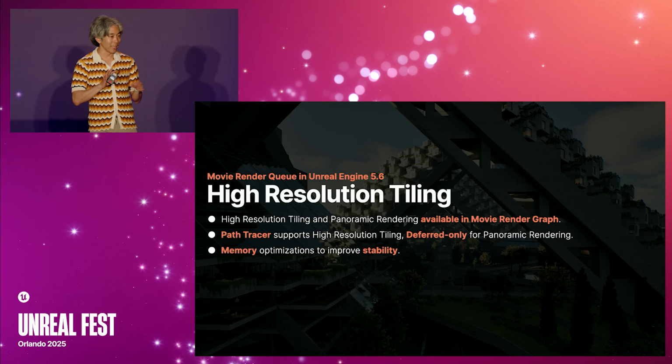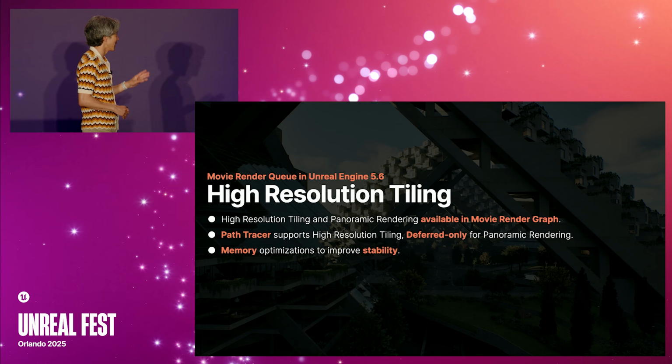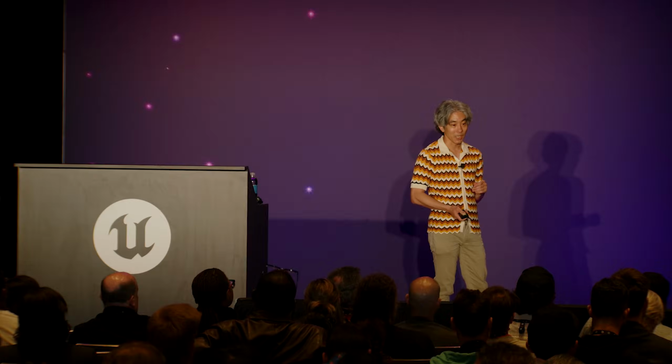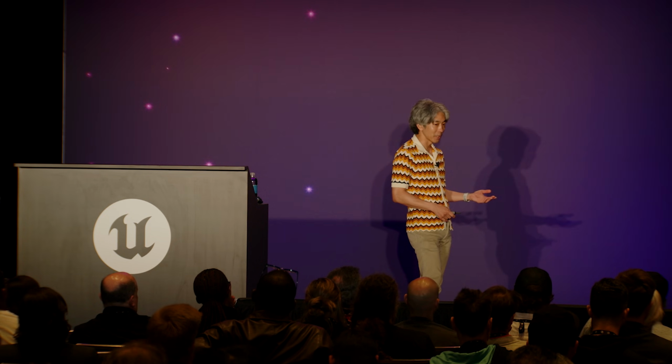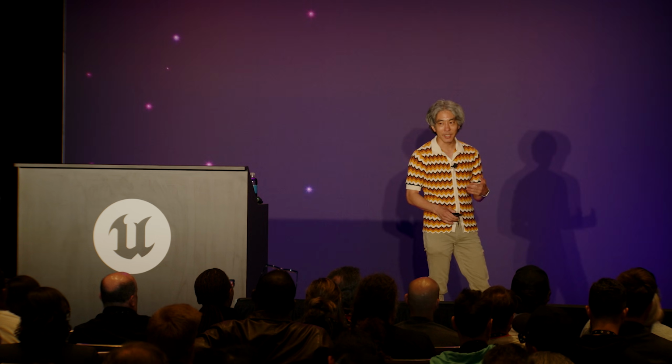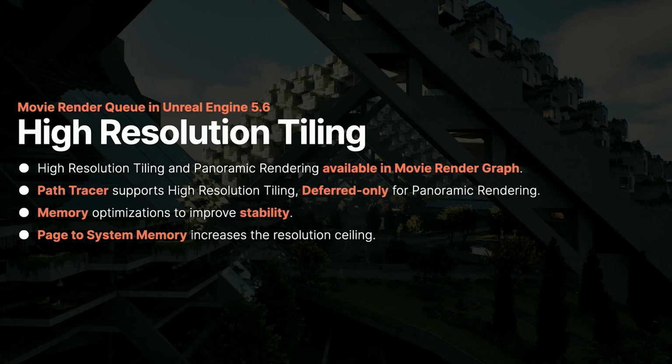But the main thing in addition to the graph transition is that we've made a lot of improvements to memory, right? So there were some optimizations identified, some bugs were fixed. And in general, the situation should be a lot more stable. We've also introduced a feature called page to system memory, and what that means is that the renderer can use your system memory in addition to your GPU memory as part of the render, right?